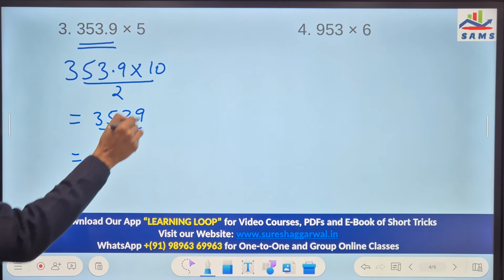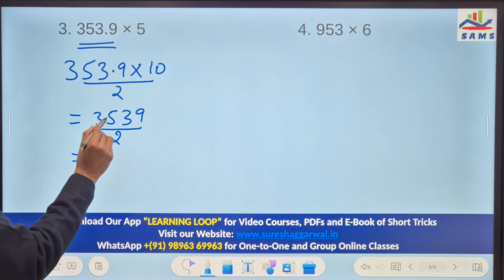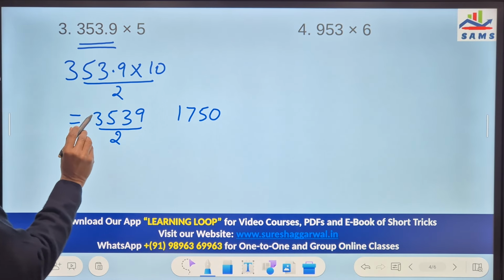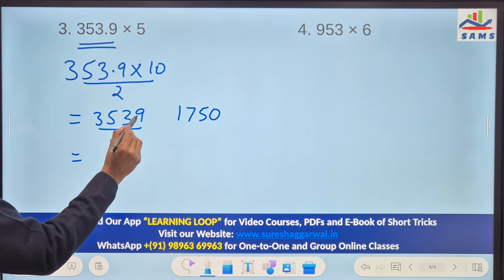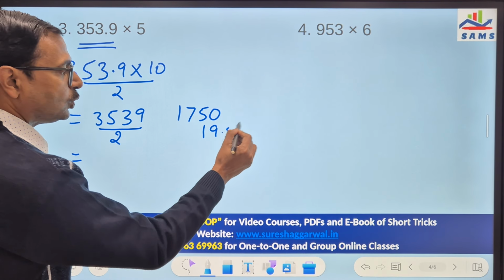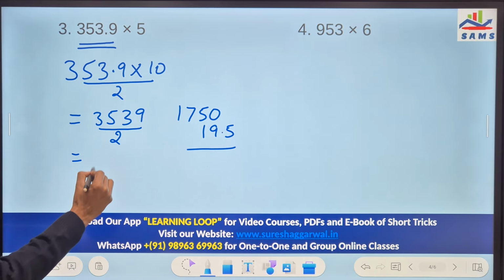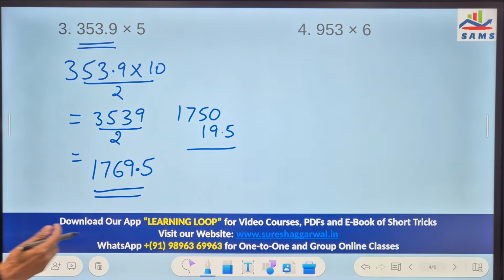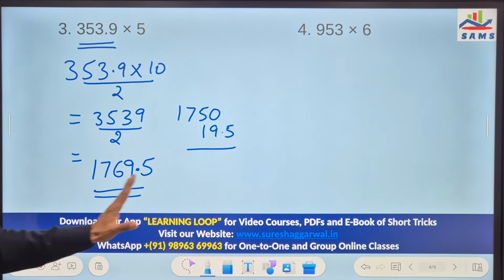Now how do I read this? 3500 becomes 1750. That is half of 3500, and half of 39 is 19.5. So when I add these two, I get my answer. It is 1769.5. Now you can pick up the calculators and check the answer.